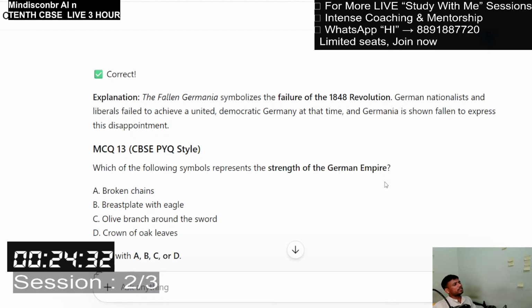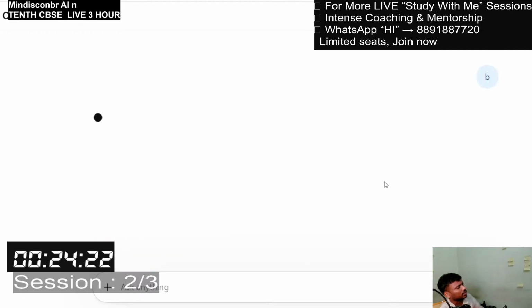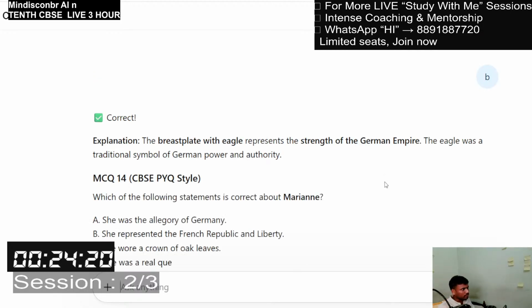Strength of the German Empire. Breastplate with eagle shows strength. The breastplate with the eagle represents the strength of the German Empire. The eagle was a traditional symbol of German power and authority.